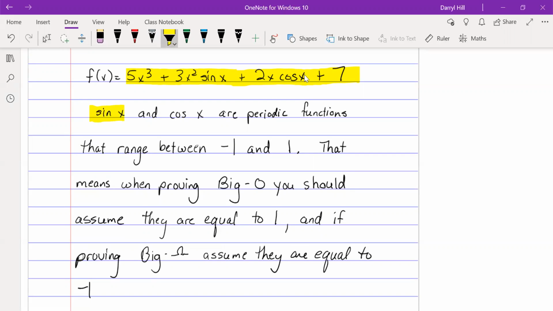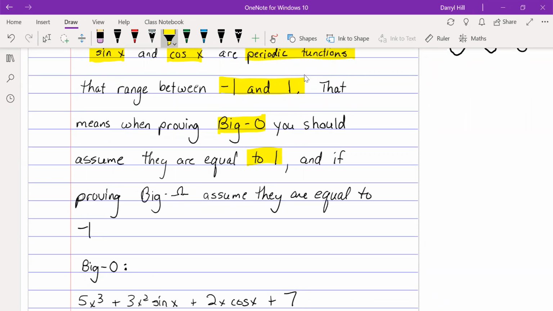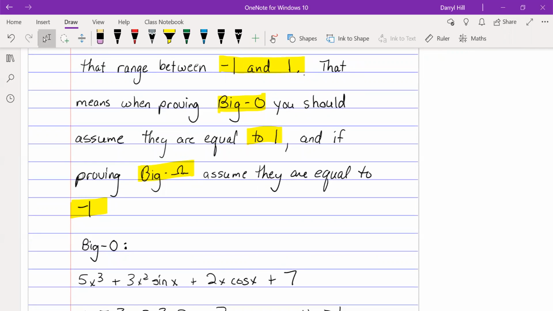What we know about sine x and cos x is that they're periodic functions that range between -1 and 1. If you graph them, they both look like this, and they just do that forever. They oscillate between -1 and 1 as x goes from 0 to infinity. So when you're proving big O, you should assume they are equal to 1, because that is the maximum that they'll ever be. And if you're proving big omega, you should assume they're equal to -1. So you should assume the one that is worse for you. When proving big O, you want to make your function as big as possible and then find something that's bigger. And if you're proving big omega, you want to make your function as small as possible and then find something that's smaller. So that's how you handle sine and cos.